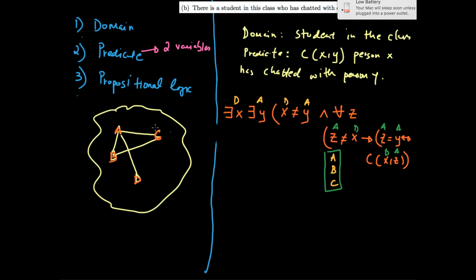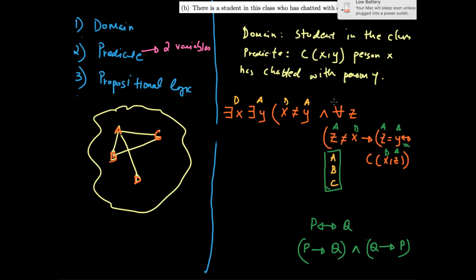So D and A are chatting with each other, which I can see that A and D are chatting with each other. And if x is chatting with z, if D is chatting with A, then it also implies z equals to y. That's the meaning of the bidirectional operator, which means that if I have something like this, the bidirectional operator, that's what it implies.